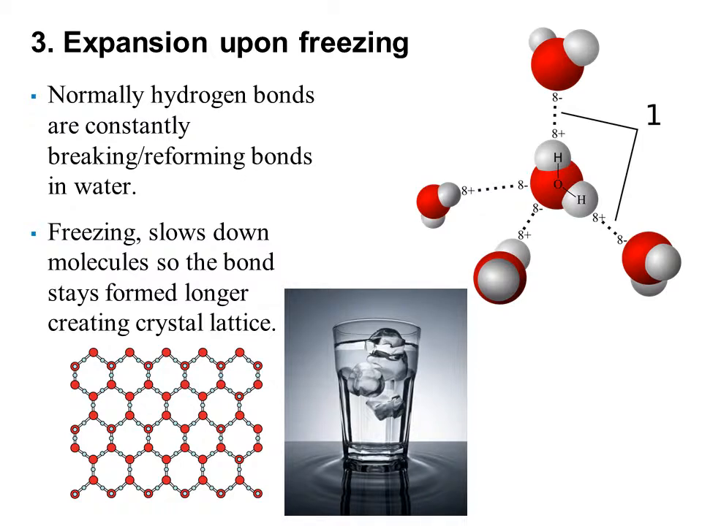The third property of water is expansion upon freezing. Normally, hydrogen bonds are constantly breaking and reforming. But as you chill the glass, this breaking and reforming is going to slow down. As it approaches freezing, which is 0 degrees Celsius, the breaking and reforming is eventually going to stop. Then you will form this very structured crystal lattice. In this lattice, you have created a hexagonal shape of water.